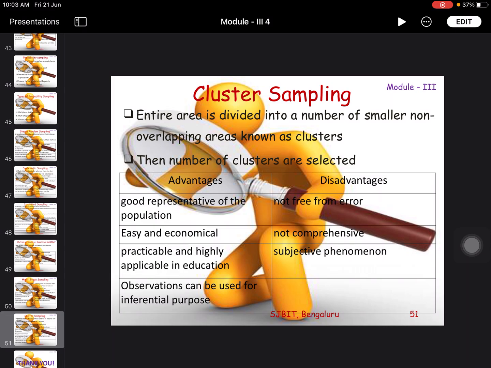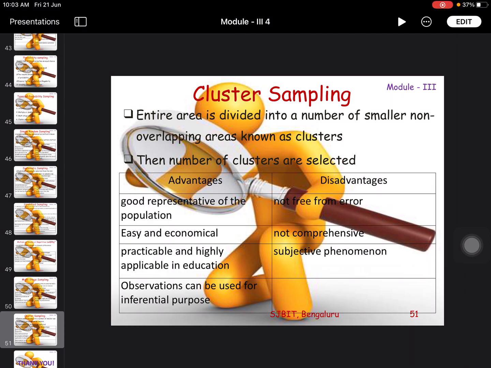Cluster sampling is where the entire area of data is divided into a number of overlapping areas known as clusters. Good representative samples are possible out of this. They are very easy, economical, and practical, but they will have some error and subjective phenomenon when considered for research work.